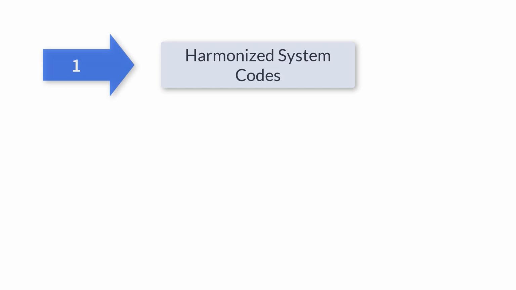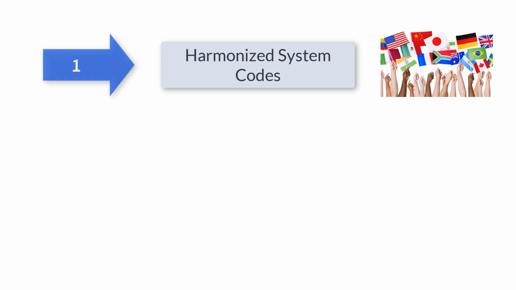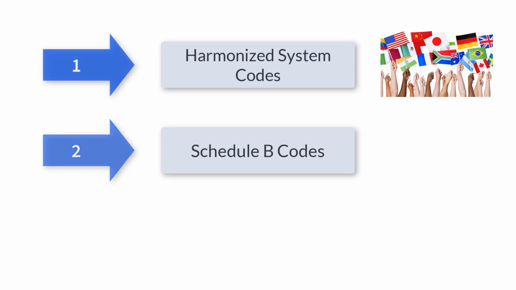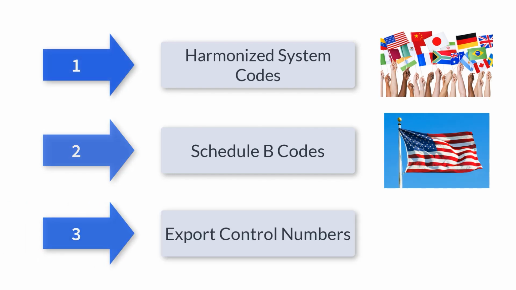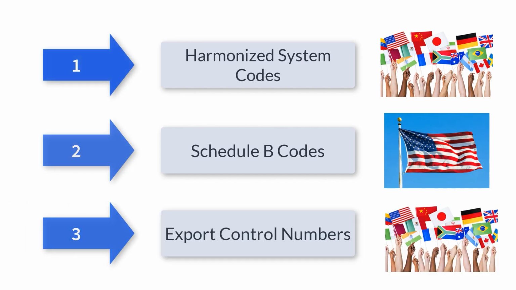First, the Harmonized System codes are used by customs in any country to determine import duties, taxes, and other import requirements. Second, Schedule B codes are used by the U.S. Census Bureau and Customs and Border Protection to gather trade statistics and to help ensure compliance with U.S. export regulations. And third, the export control numbers are used by the U.S. and other countries' export control agencies to ensure compliance with export regulations. So let's get started.